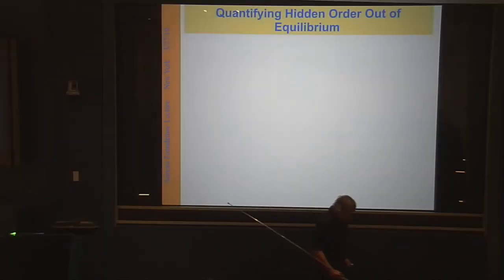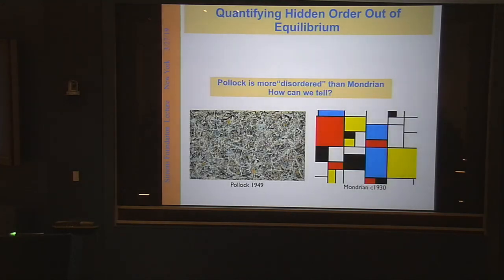Okay, so in physics and in science in general, we tend to look for order. What I'm going to tell you about is that in equilibrium for structures and also for dynamic systems, there's a way to find order even if you don't know what the order is. To illustrate the basic idea, we can look at Pollock and Mondrian.